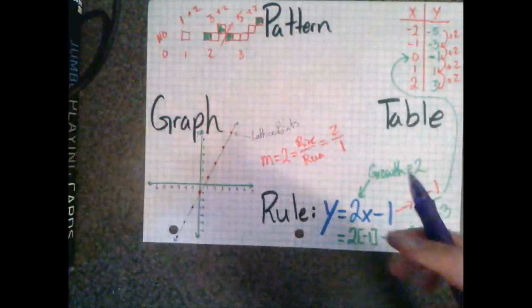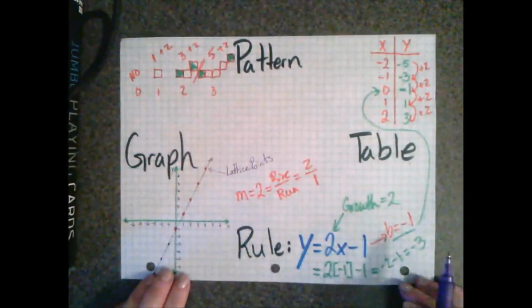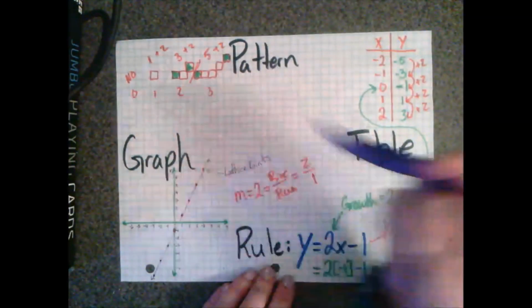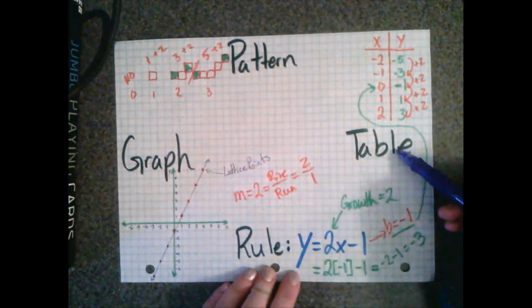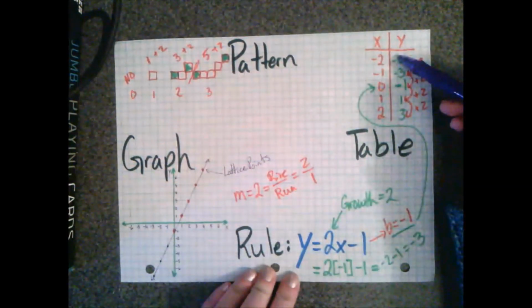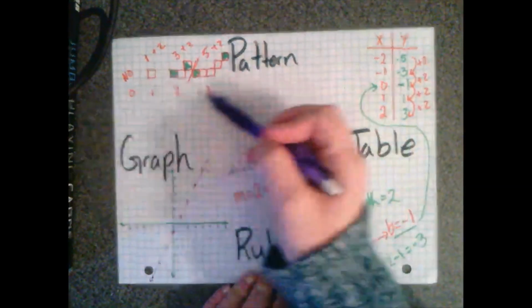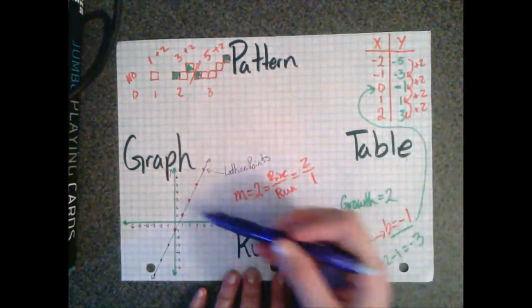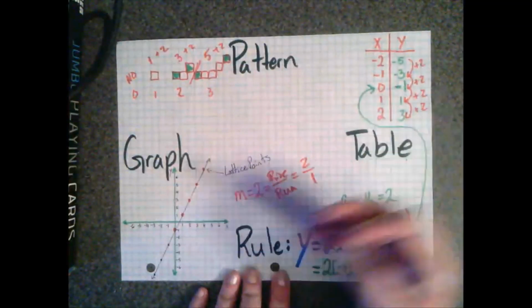Let's bring it back up so we can look at it. Okay. So I have my rule, which has gone straight to a table. Fill that out. My rule, which has gone straight to a pattern. I didn't need a table for this. I just took the pattern. And then my rule has gone straight to a graph. I didn't use the table for this.